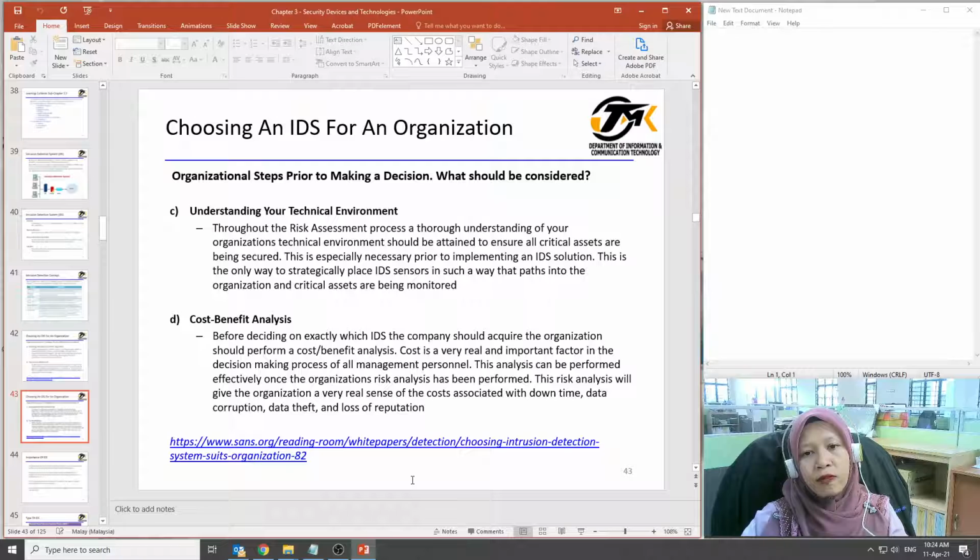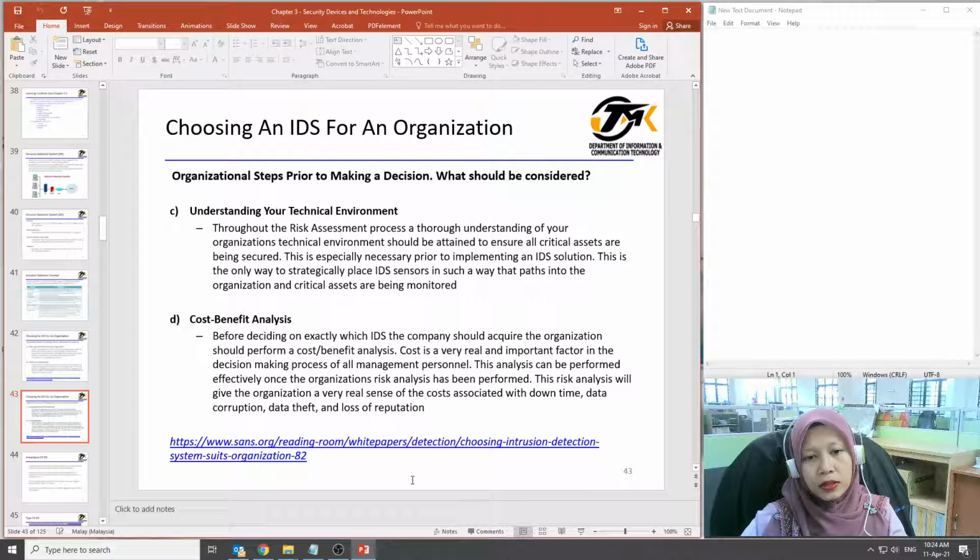Understand your technical environment. You need to know your technical environment. What is the weakness of your environment? In your network environment, in your IT environment, in your software environment. What is the strength? The strength is good, but the weakness, how can you overcome it? So you need to know. If you have a lot of weakness, then IDS is a very good choice to have in the system.